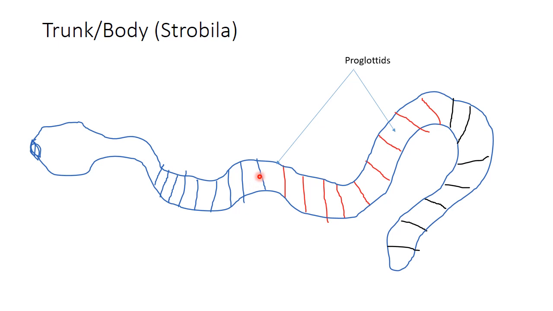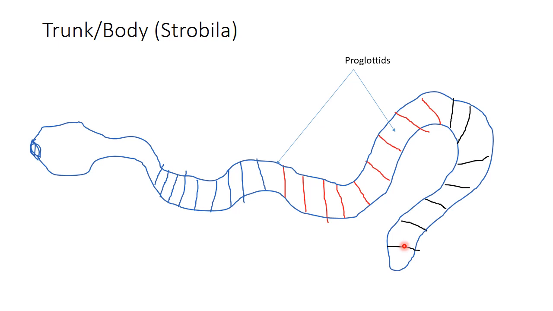The immature proglottids have immature male and female reproductive organs, or in short, they are not completely developed here. Then the mature proglottids, right here in the middle, contain both male and female mature reproductive organs. Then these guys at the end are gravid proglottids, which literally means that they are pregnant, or they contain eggs in them.